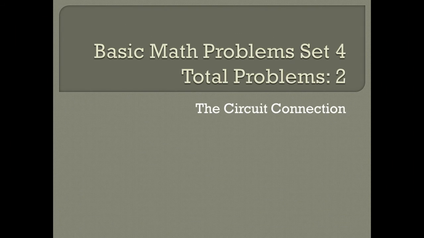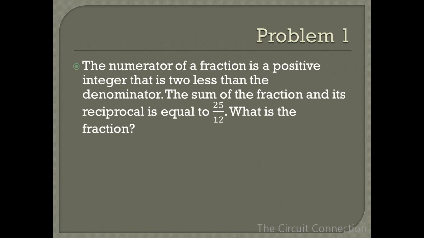Okay, so we are on to our basic math problem set number 4 with a total of 2 problems in this math set. Problem number 1. The numerator of a fraction is a positive integer that is 2 less than the denominator. The sum of the fraction and its reciprocal is equal to 25 over 12. What is the fraction? We have some answer choices here.